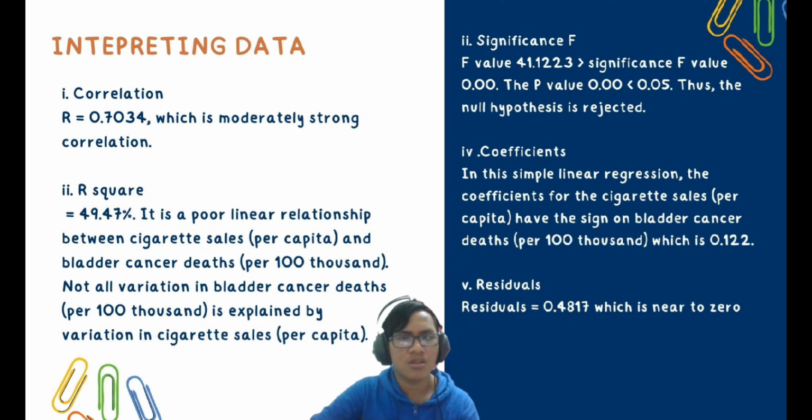For the F value, which is 41.1223, the significance F is 0.00, while the P-value is lower than the alpha level, which is 0.00 lower than 0.05. Thus, the null hypothesis is rejected. For the coefficient in this simple linear regression, the coefficient for cigarette sales per capita against bladder cancer deaths per 100,000 is 0.122. And lastly, the residual is equal to 0.4817, which is near to 0.